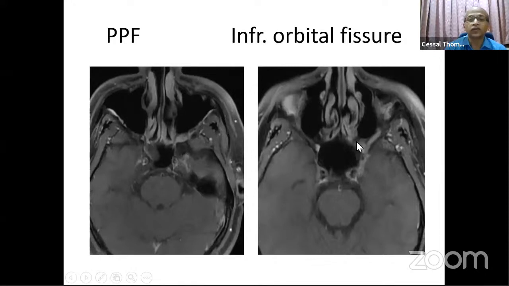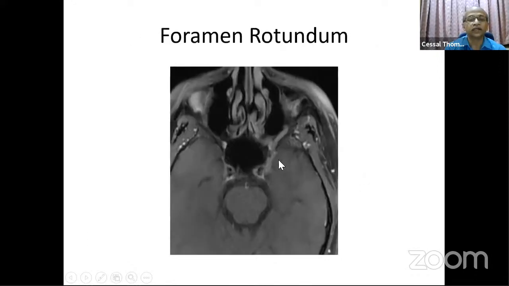And this pterygopalatine lesion is extending to the inferior orbital fissure, and posteriorly through the foramen rotundum and the canal, it's reaching the parasellar region. It is reaching the cavernous sinus. So this is how you have to look for the perineural spread.